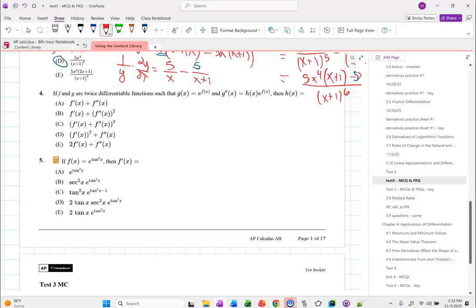f and g are twice differentiable functions such that g of x is equal to e to the f of x, and g double prime of x is equal to h of x times e to the f of x. Then h of x is equal to what? Oh boy, guys, this looks rough, right? Where do we start? What do I start by doing?